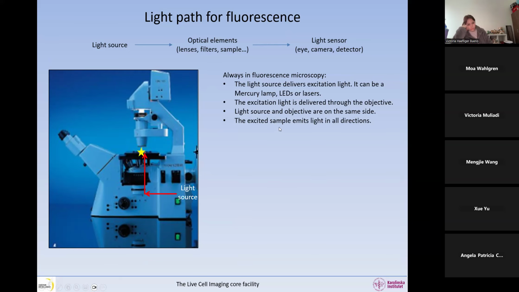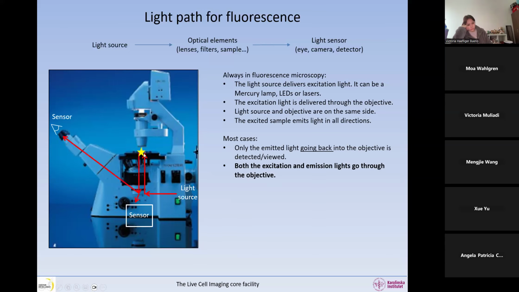And the excited sample then emits light in all directions. And so in most cases, for most microscopes, only the emission light that goes back into the objective is detected or viewed. Okay, so everything else that goes on the other side of the stage is not detected. So that means that in fluorescence microscopy, both the excitation and the emission light go through the objective, and then they go to the sensor.